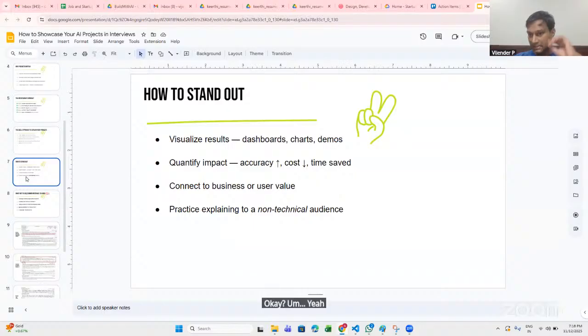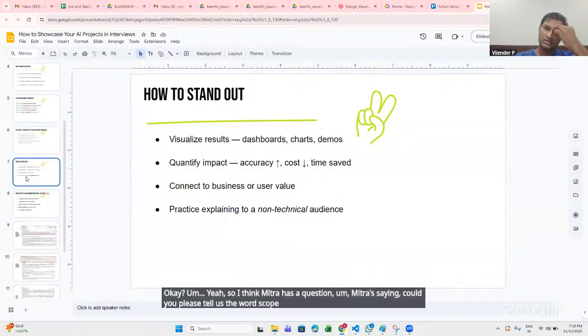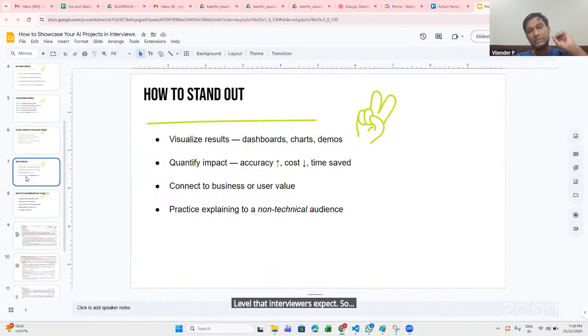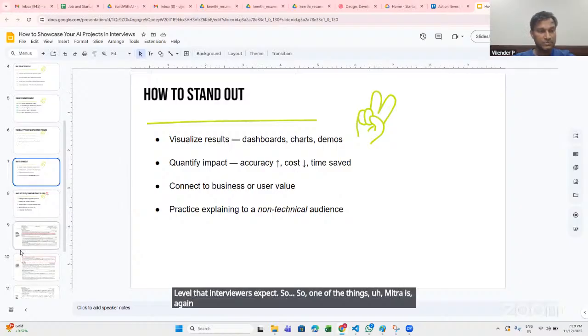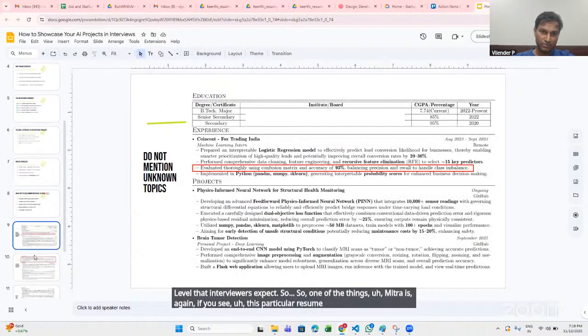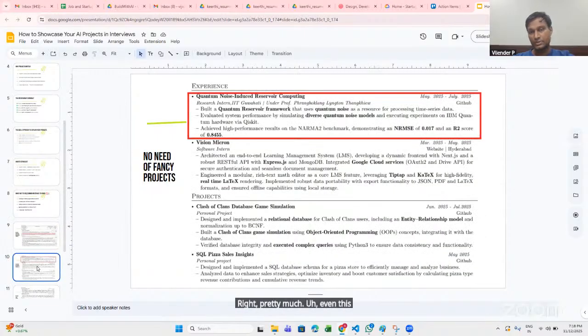Yeah, so I think Mitra has a question. Mitra is asking, could you please tell us the scope of projects for fresher level that interviewers expect? So one of the things, Mitra, is, again, if you see, this particular resume is of a fresher, right? A college student, pretty much. Even this one is of a college student only.